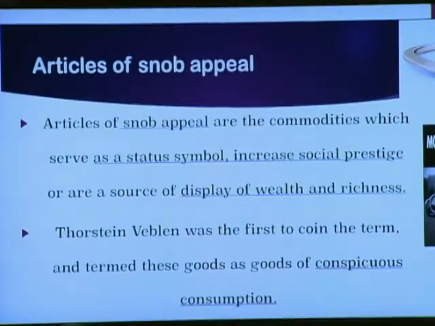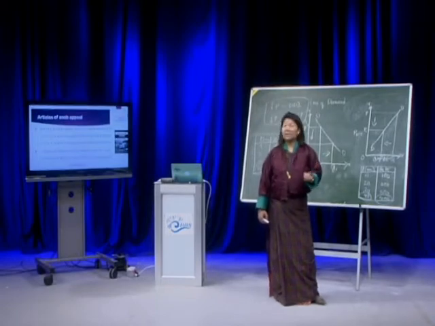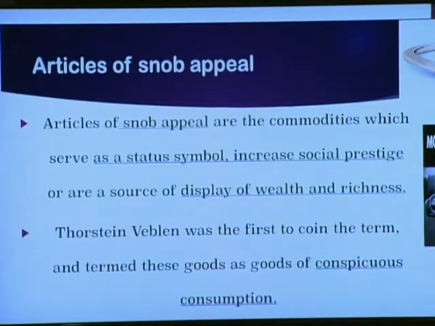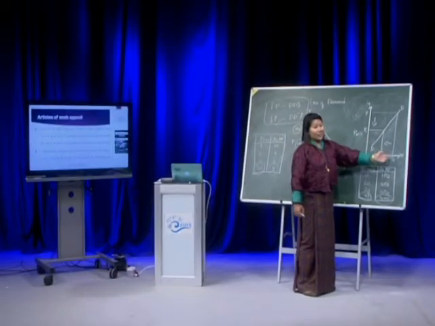A status symbol talks about the status of your property, in other words. Social prestige: people look at you as a rich man, rich woman. The one who propounded this concept, Thorstein Veblen, was the first to coin the term and termed these goods as goods of conspicuous consumption. People will buy these goods. See, more expensive, more demand.